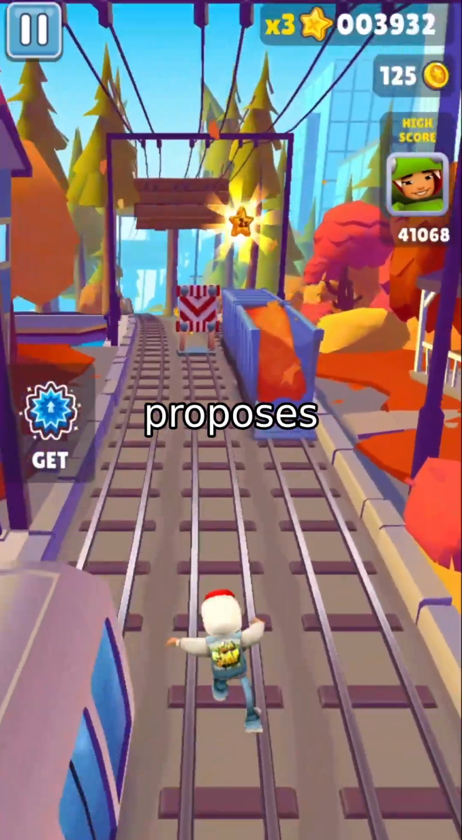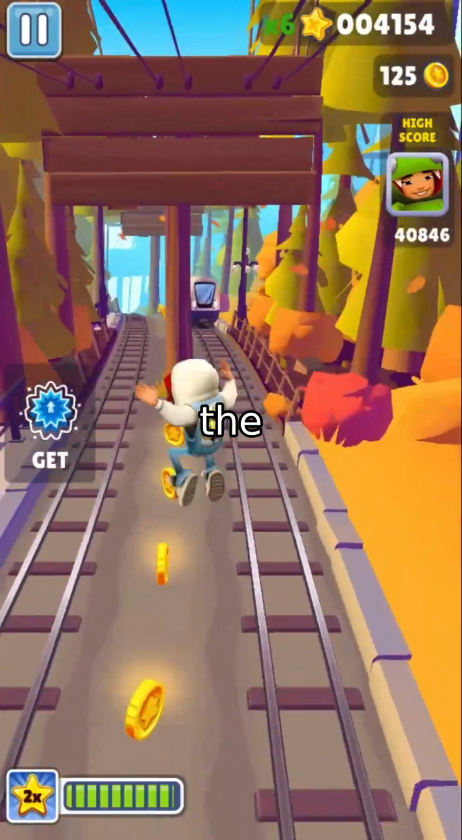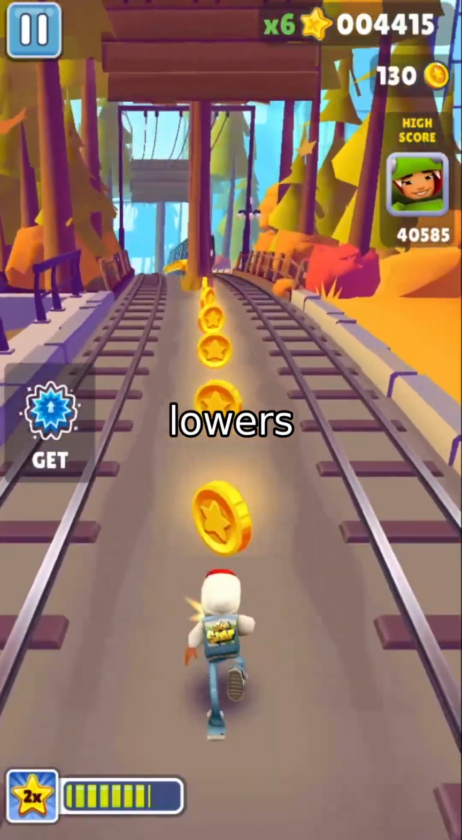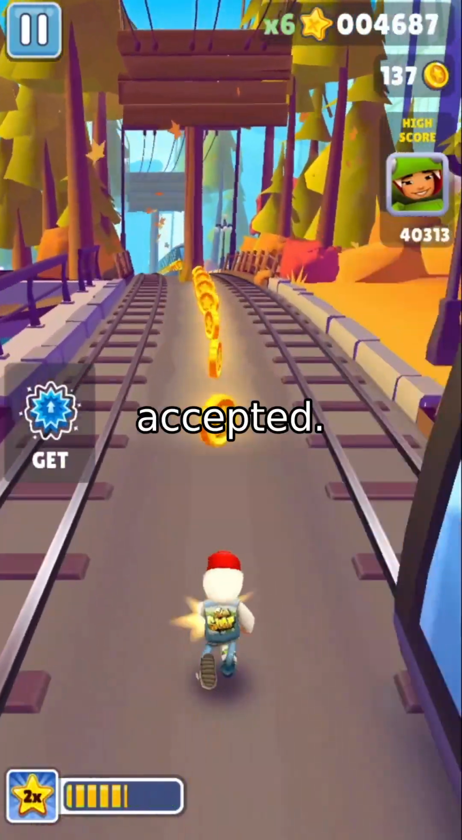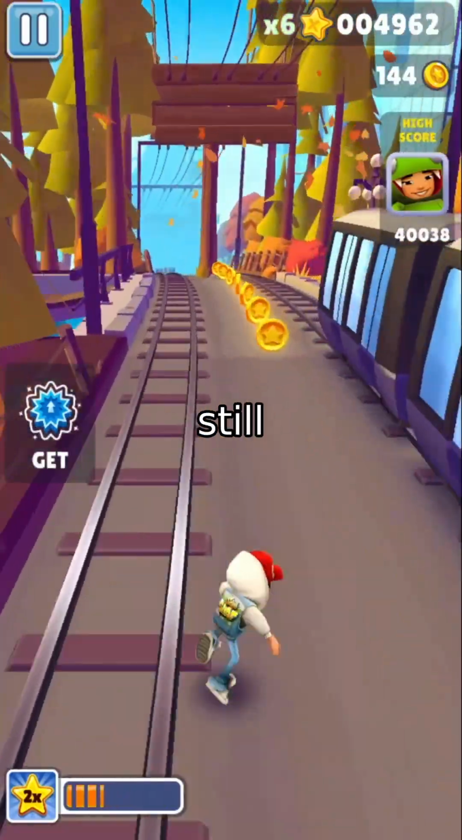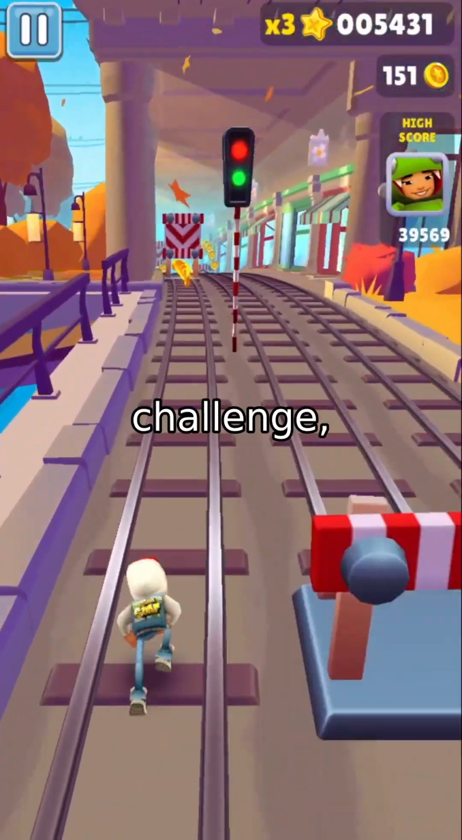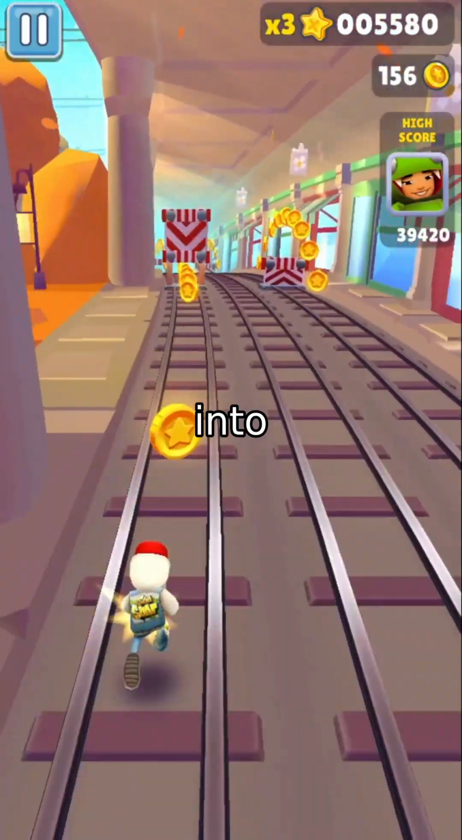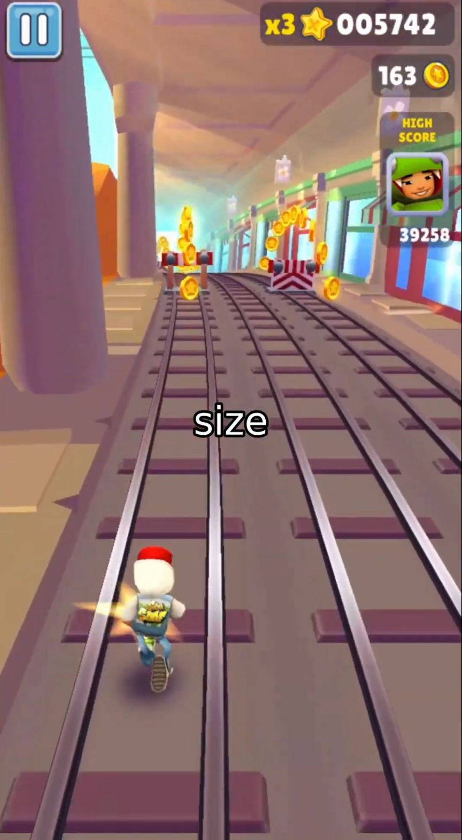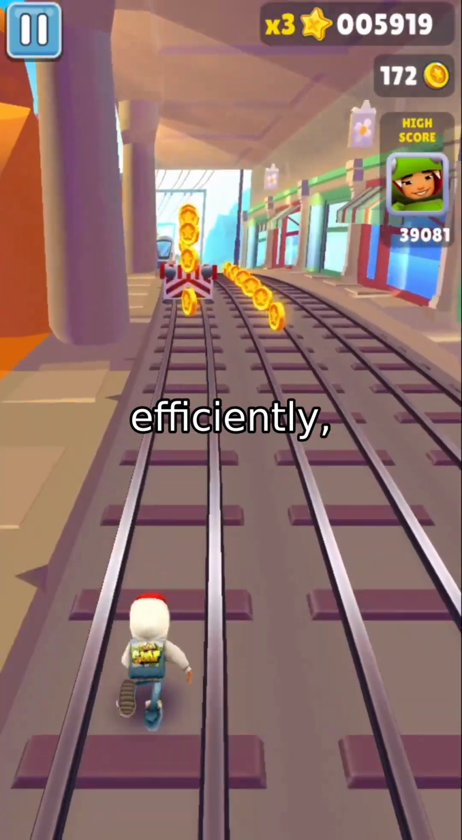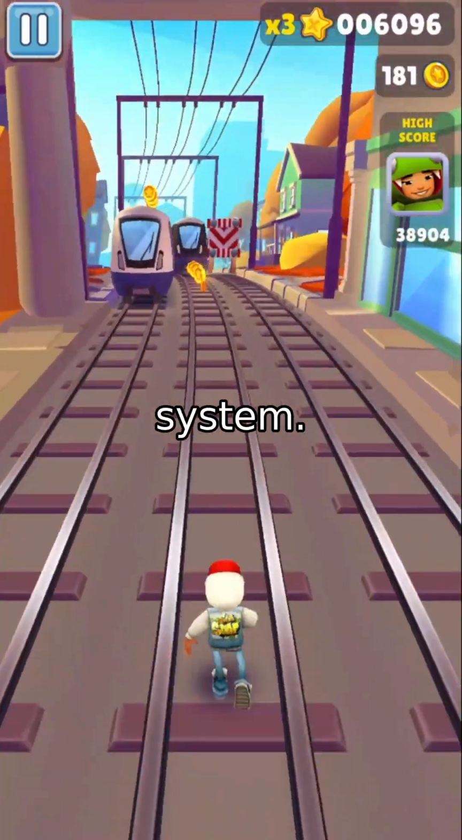When the algorithm proposes a change to the system, the coin evaluates the energy difference. If the change lowers the energy, it's almost always accepted. If it raises the energy, it's still accepted, but with a probability that drops exponentially with the energy cost. The challenge: encoding that probability into a quantum state without blowing up circuit size or depth. To do this efficiently, the researchers designed a hybrid arithmetic system.